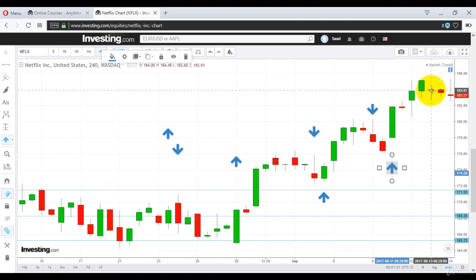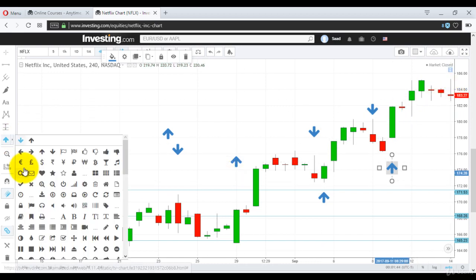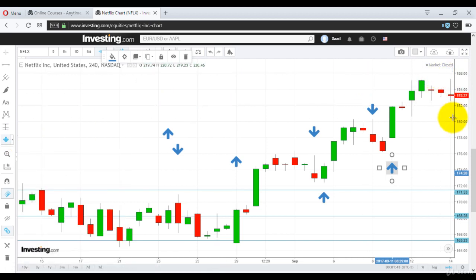Now this opened lower, not a good sign. It went even further lower. Bad, because it closed this red candle below the open of this green candle. Not a good sign. And this has closed even further down. And it tells us to sell and get out right here.